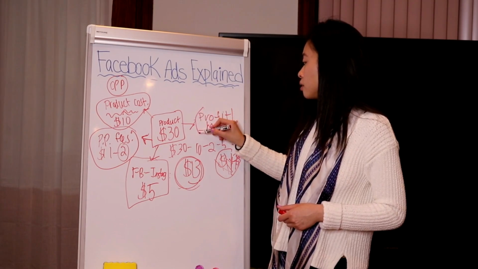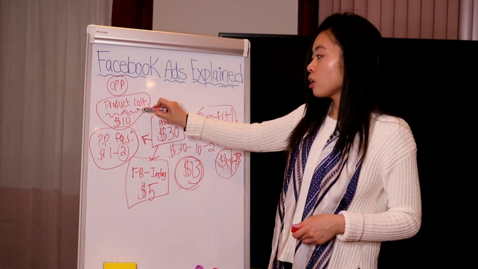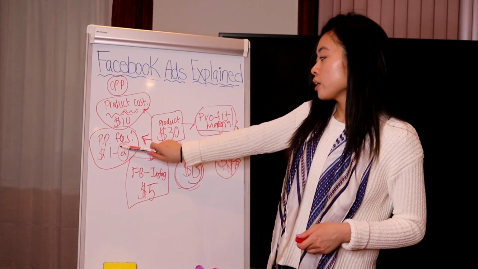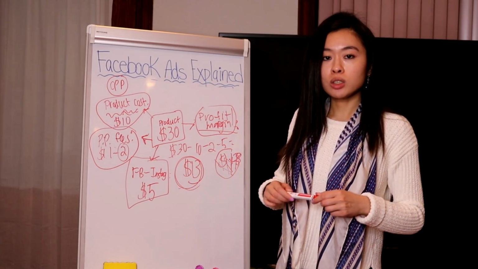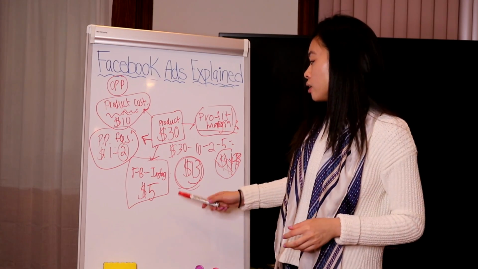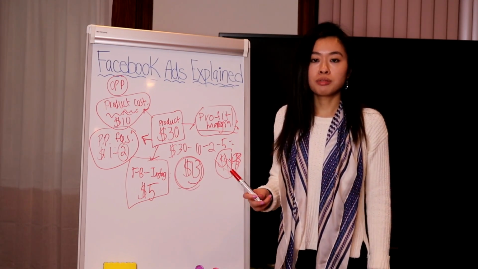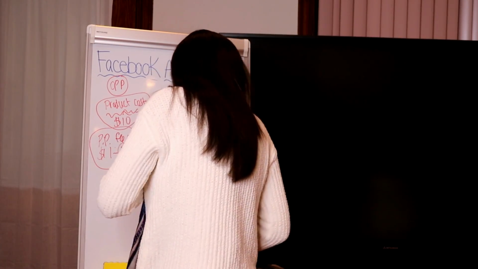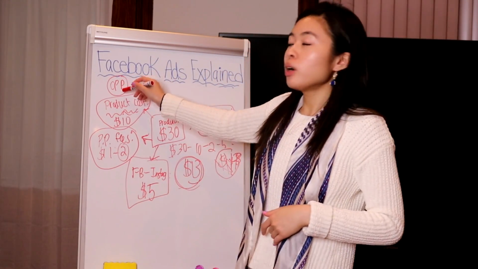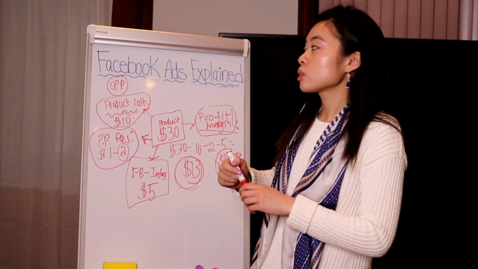Profit, okay? Meaning after you pay your product costs, your credit card fees, and your advertisement fees, what is left over. You get $13 left over, okay? Not bad if you're selling t-shirts. Now, this is what I want people to understand about cost per purchase, okay?